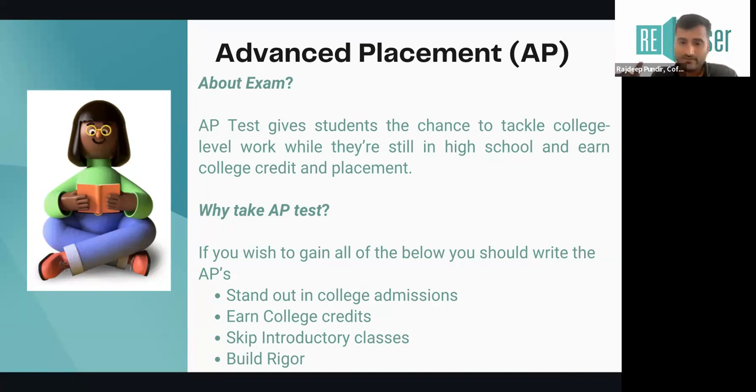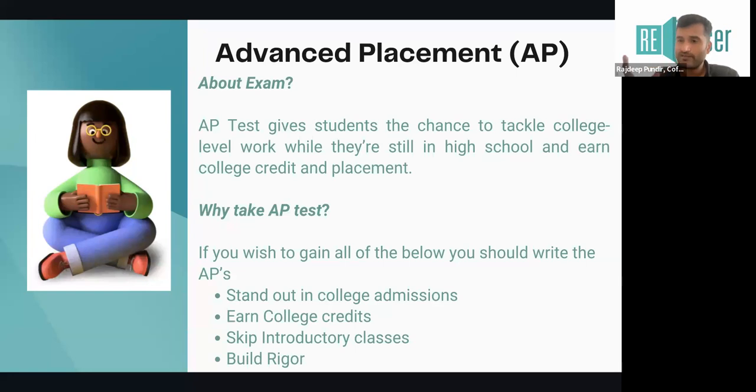So it really, really helps in standing out in college admission. It helps in earning college credit. If you are earning college credit, that means you are also saving cost, right? Because in the US, you are paying for every credit that you earn in college. If you've already earned credits while you are in India, you have obviously saved money. You can skip the introductory classes, as I said.